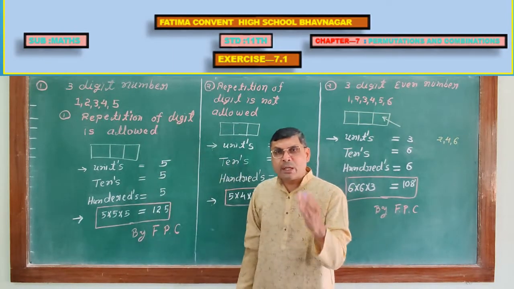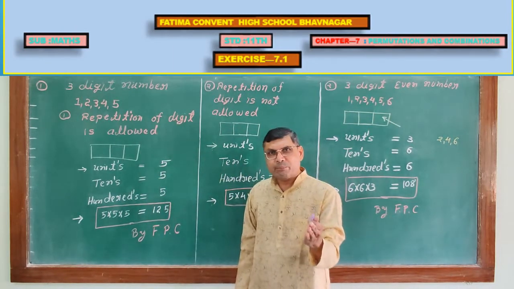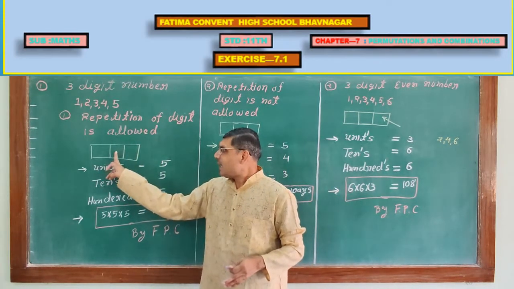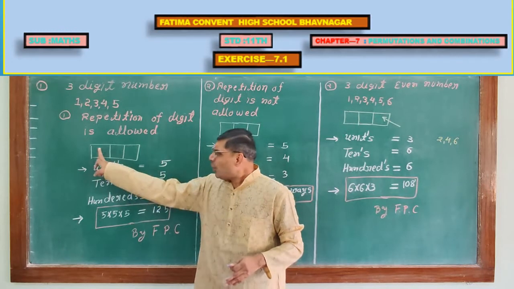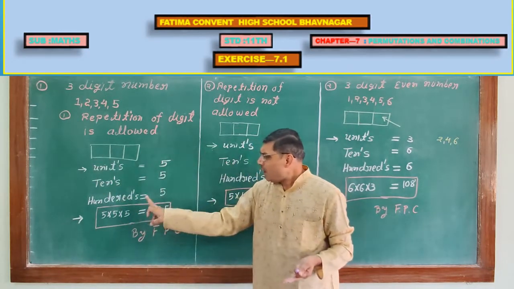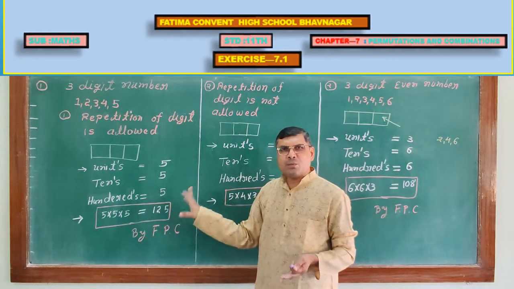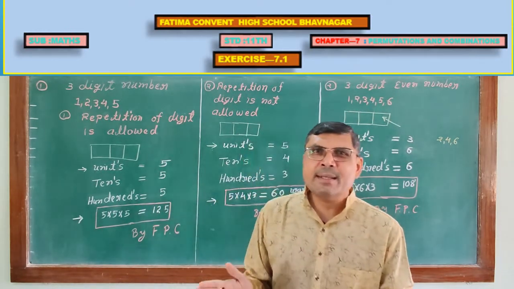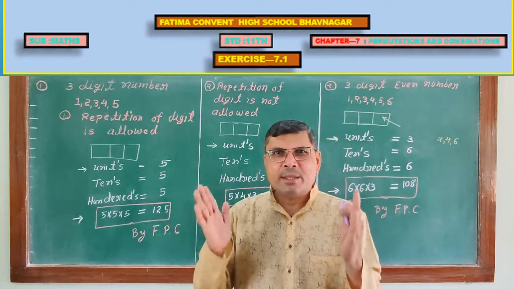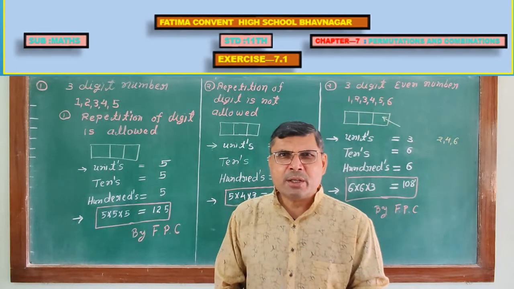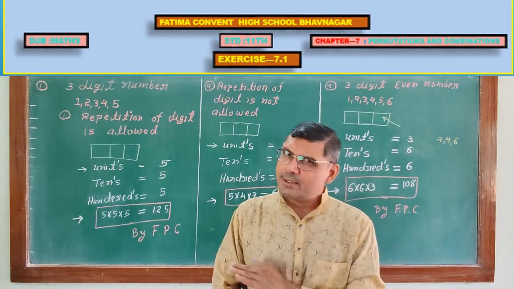You can select any one number here. Now according to the fundamental principle of counting, if first event is occurring in 5 ways, second is also 5 ways, third is also in 5 ways, then total outcome will be 5 into 5 into 5, that is 125. So you can see how simple and how easy it is.